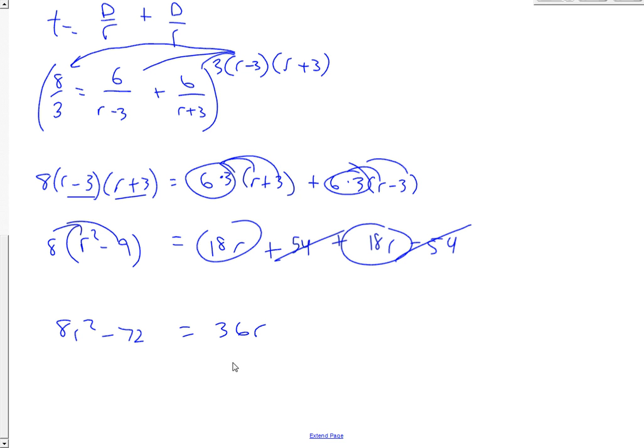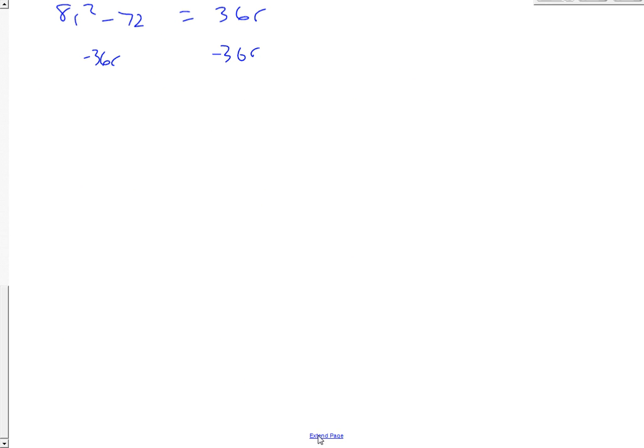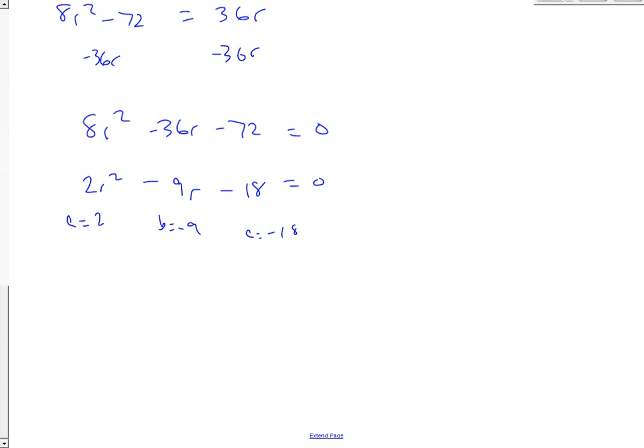And now I have a quadratic here, so I'm going to subtract 36R. And I get 8R squared minus 36R minus 72 equals 0. Now if I want, I can divide all of these by 4, and I will get 2R squared minus 9R minus 18 equals 0. And then I can solve this using the quadratic formula. A equals 2, B equals negative 9, C equals negative 18.